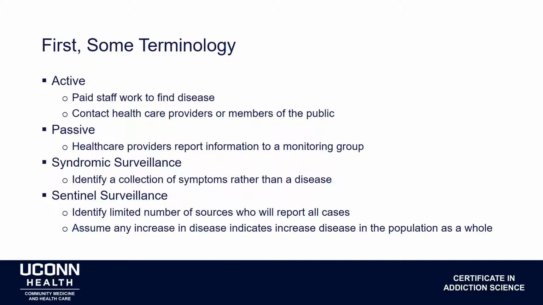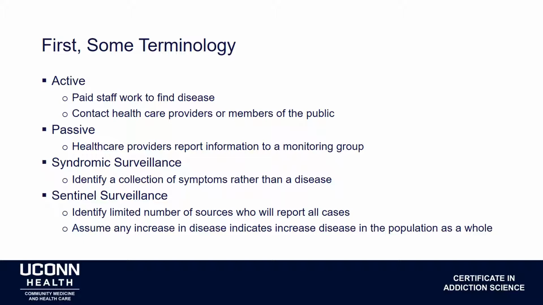One is active surveillance, when staff actually goes out into the field to find a disease. They may go door to door, they may do phone calls, but in some sense they're going out and actively trying to collect data. There are passive surveillance systems, which are reporting systems. So rather than staff from an organization going out and collecting data, they essentially wait in a passive manner for data to come to them. There are syndromic surveillance systems where instead of trying to identify a specific disease, so say alcohol use disorder, you try to identify symptoms associated with the disease.